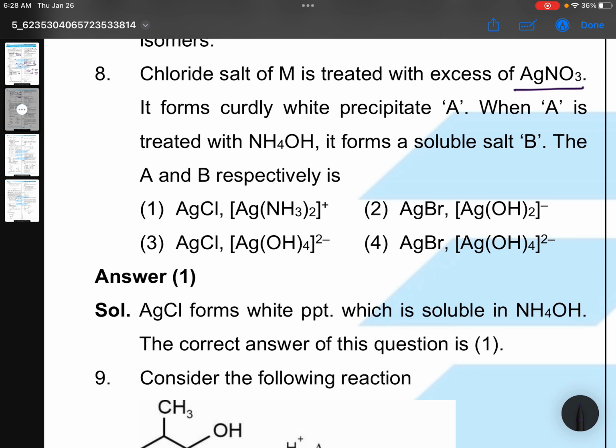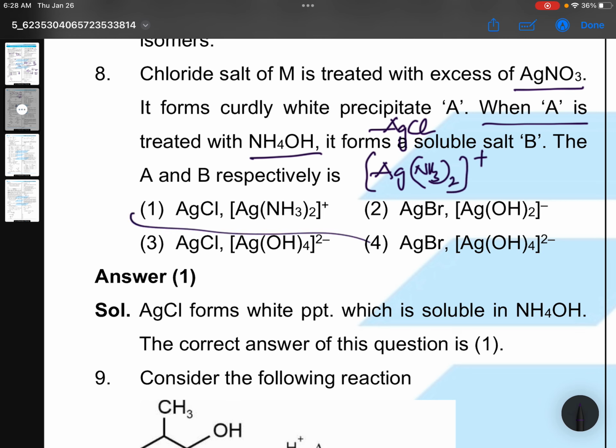Chloride salt of M is treated with excess of AgNO3. It forms curdy white precipitate AgCl. When it is treated with ammonia, it forms [Ag(NH3)2]+. Basic point, very simple. Silver is going to join with two ammonias only. We don't know whether these options are right or not because this is memory based, now we need to accept.